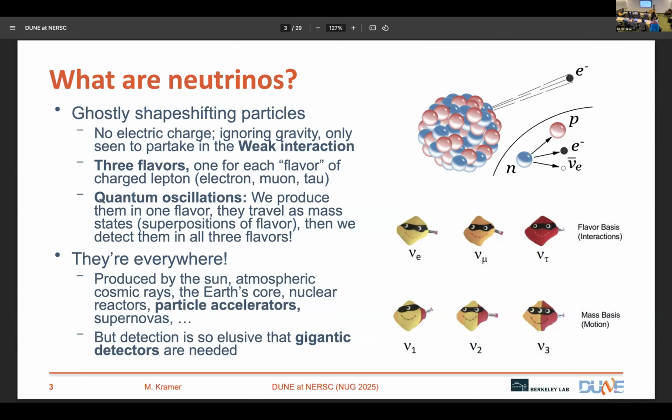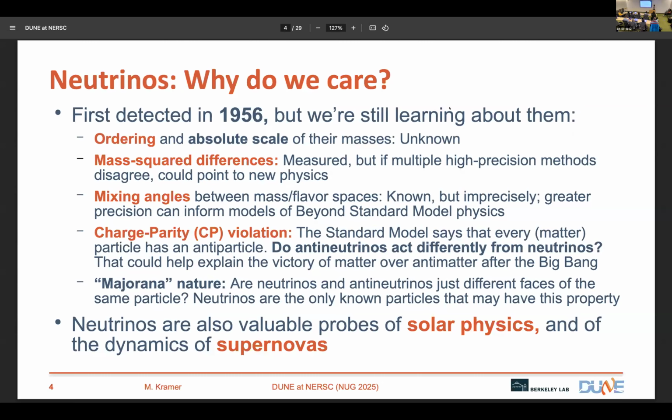So anyway, I've talked about neutrinos and a few of their properties, but why do we even care about these? Besides the fact that they're just inherently interesting if you're a nerd like we are. But since they were detected in 1956, we're still figuring out how they behave and their properties. We know that they have three masses, but we don't know if we have one light one and two heavy ones or vice versa. We don't know what the absolute scale of those masses might be.